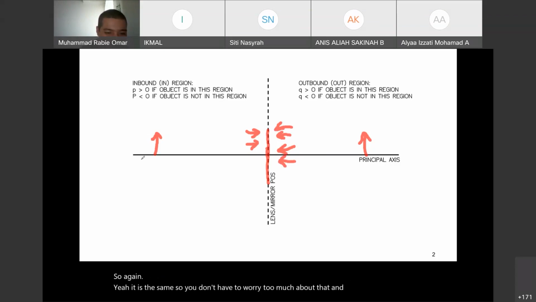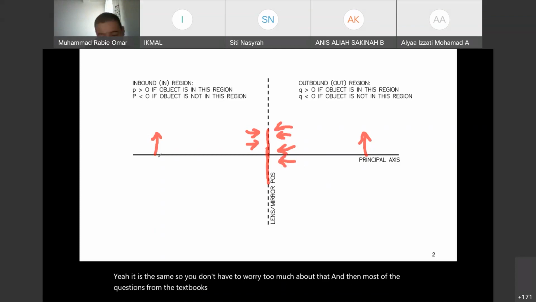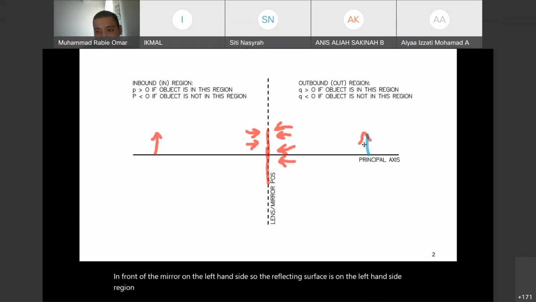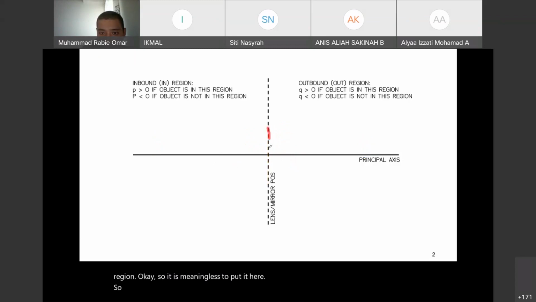Most of the questions from the textbooks, as well as the examination papers, my tests or assignments, I'll put the object in front of the mirror on the left hand side. So the reflecting surface is on the left hand side region. It is meaningless to put it here. So again, you put your mirror at the center here, and of course, this is your object. Your object must be in front of the mirror.